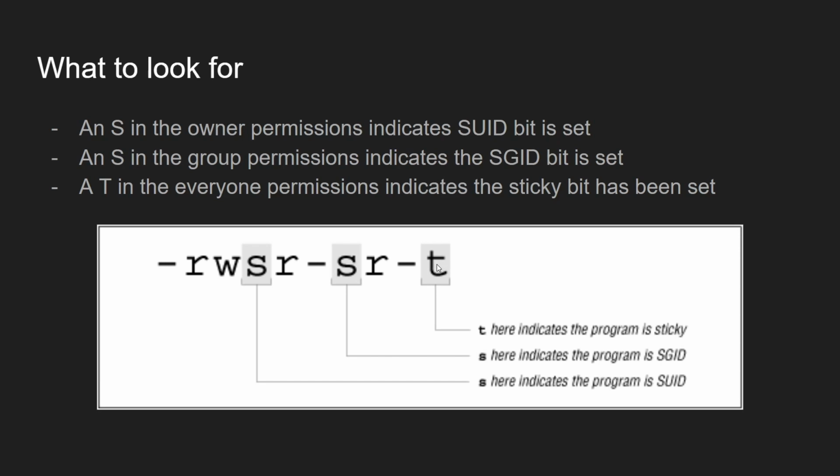In a lot of systems, it's quite locked down, so you won't get many permissions for everyone, depending on the system. All the S and T mean in this case is: if you see an S in the owner privileges, that means the process is SUID. An S in the group section means that the SGID bit is set. And finally, a T for everyone means that the program is sticky. As you can see here, S in the owner permissions indicates the SUID bit is set, and S in the group permissions indicates the SGID bit is set, and so on.